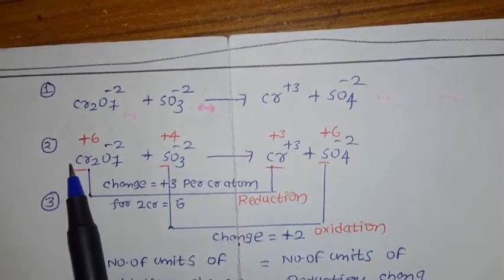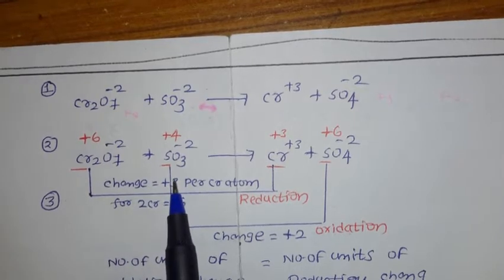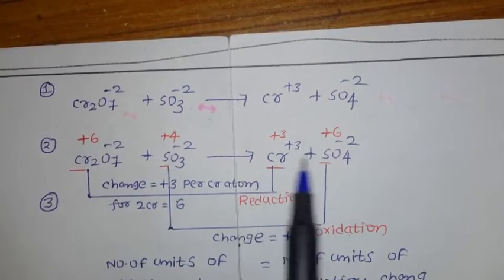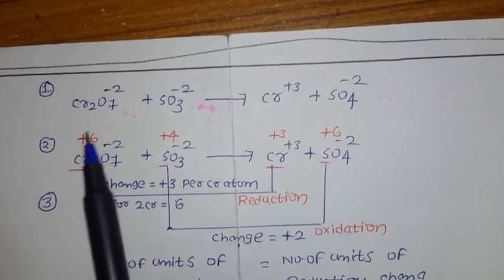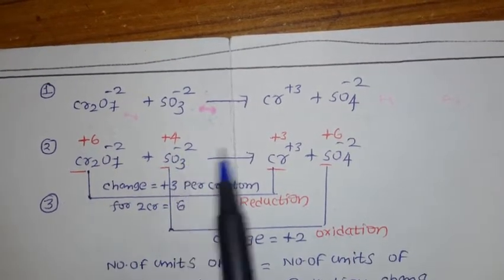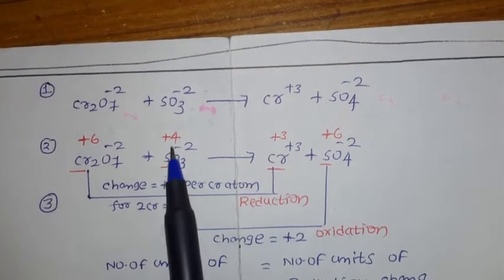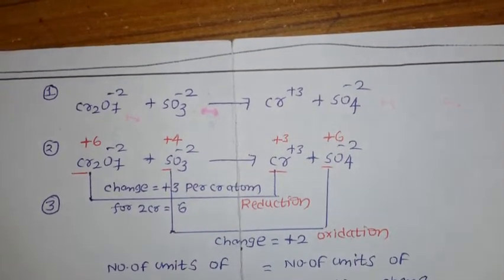Now the second step is to identify the atoms whose oxidation number is changed. Already here we wrote the oxidation numbers of the atoms that are going to change. Here chromium is going to change, and in this case sulfur. From chromium to chromium there is a change, and from sulfur to sulfur there is a change.